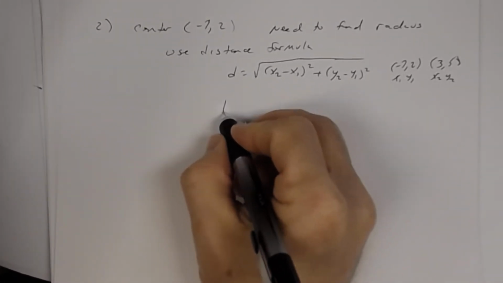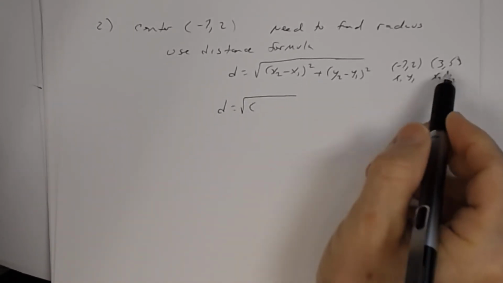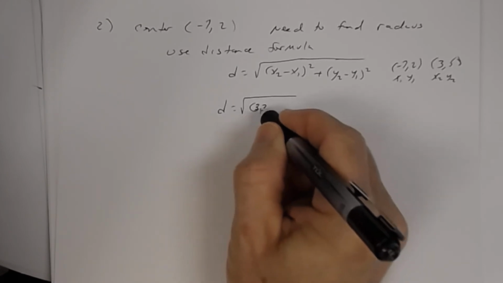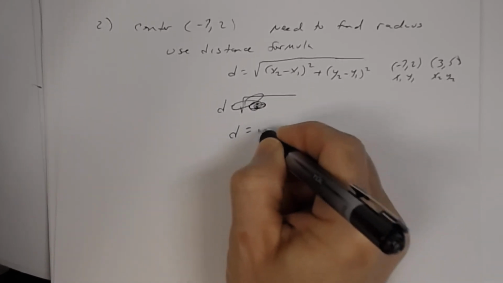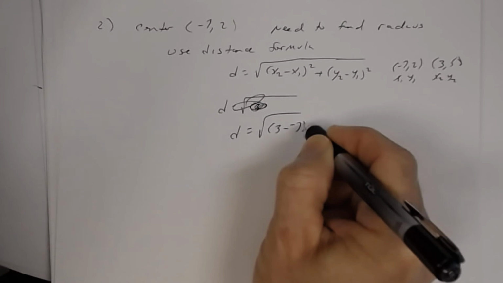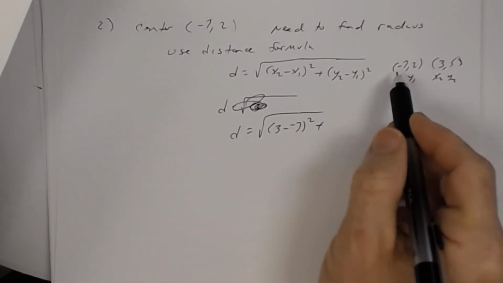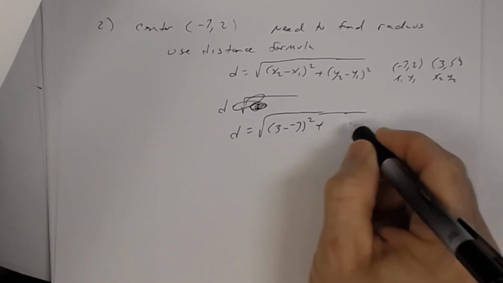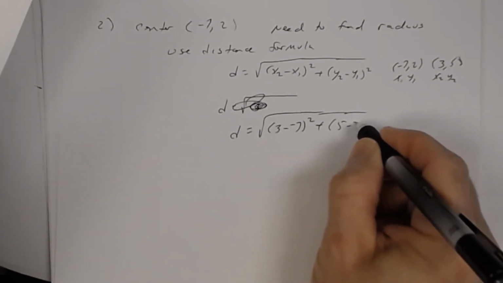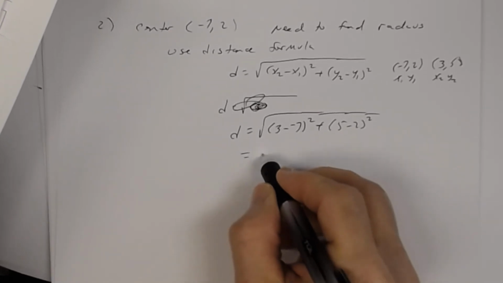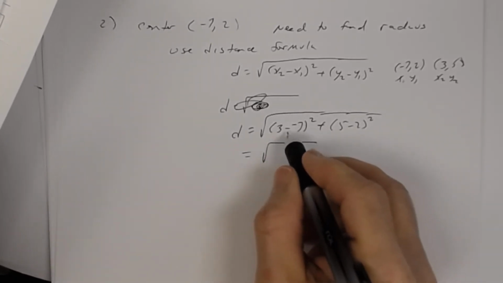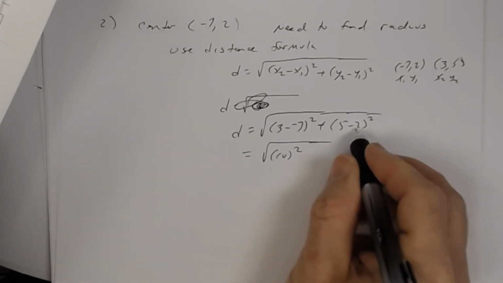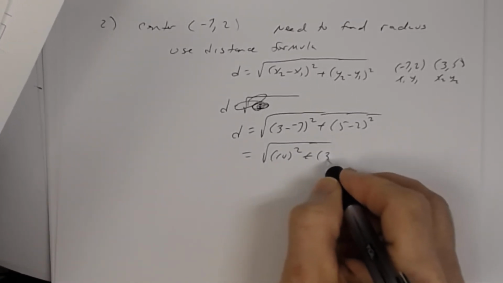So the distance is going to equal the square root of, you subtract your x's. So 3 subtract a negative 7 squared. Plus, and it doesn't matter, you could have said negative 7 subtract 3, because you're squaring it, it'll be positive anyway. Plus 5 subtract 2 squared. When I simplify that, 3 subtract a negative 7 is 3 plus 7, so that's 10. And then 5 subtract 2 is 3.